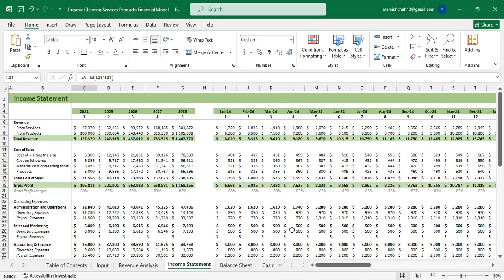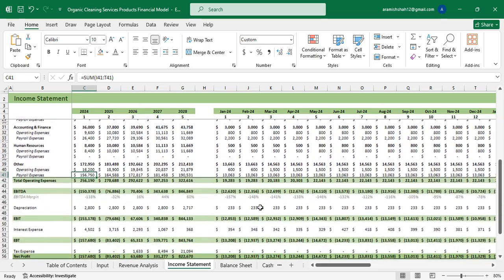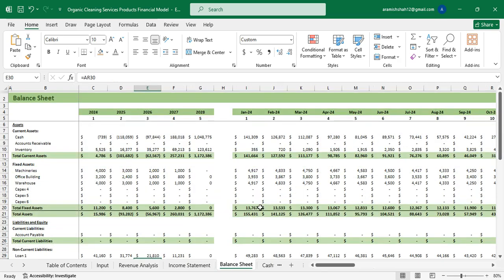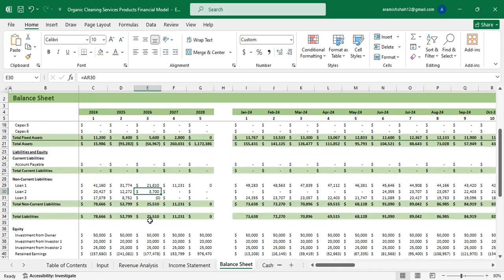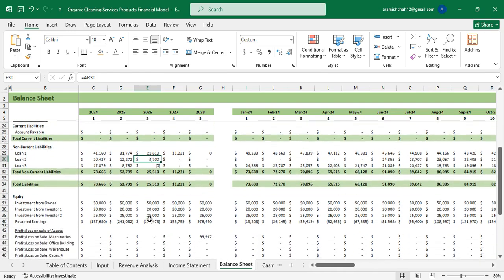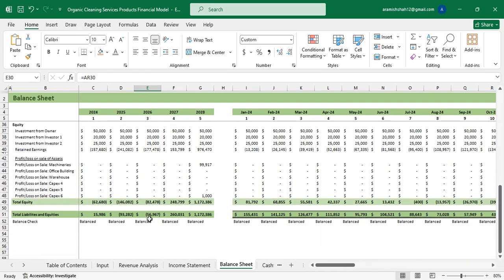Then moving on to the income statement. So the income statement has all the key components from revenue from the services and the products, then cost of sales, along with operational expenses, and lastly the net profit. Then moving on to the balance sheet. The balance sheet contains all the key components, for example, the total number of assets with the bifurcation of current and non-current assets, the total liabilities with the bifurcation of current and non-current liabilities, and lastly the total equity.